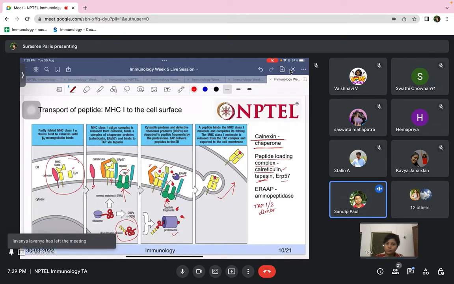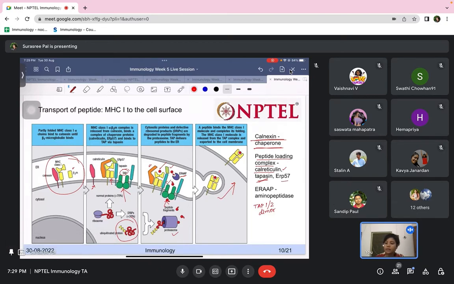Okay, thanks. ERP57 is a thiol oxidoreductase. What it does is that it helps to break and reform the disulfide linkage between the MHC domains, so that the MHC can be properly folded once it binds to the peptide. Is that okay?